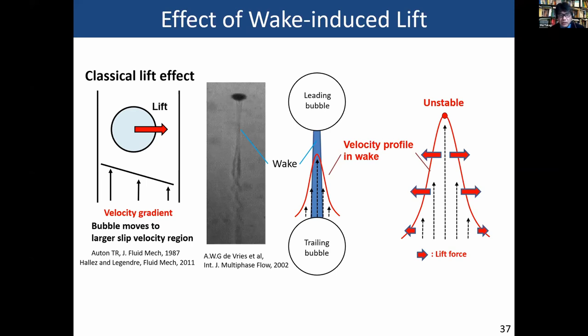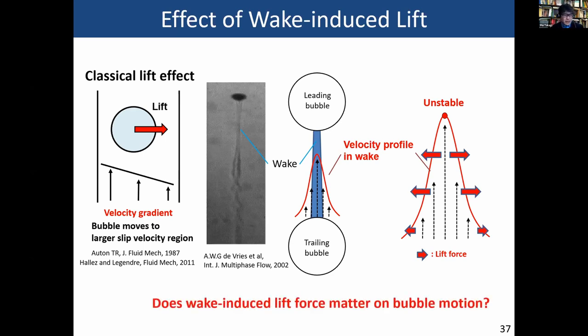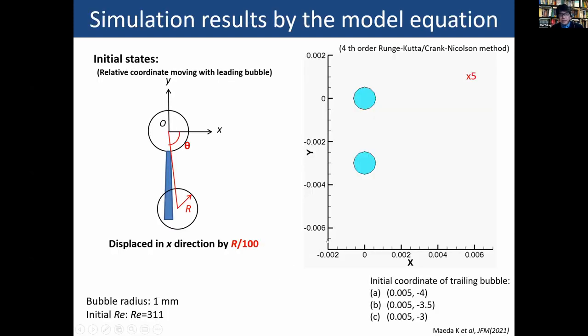In case of the particle, as Bala showed, there will not be the lift force coming from the induced shear in the wake. But in case of bubbles, because of the velocity gradient in the wake, the bubbles will be kicked out from the wake region, except that the trailing bubble is exactly on the axis along the line, but that will not be happening in the experiment. So the bubbles are very easy to be kicked out, and you can estimate this kind of phenomenon by calculating the interaction.